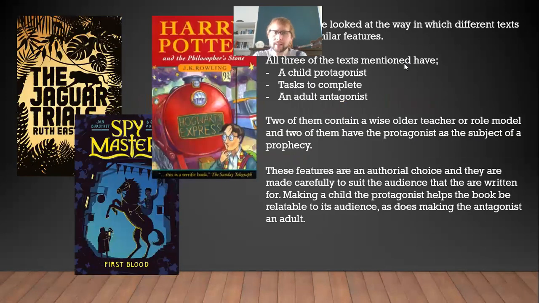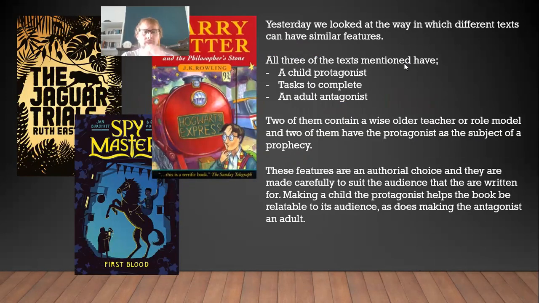So yesterday in the tutorial, we looked at those three books on the screen, Jaguar Trials, Spy Master, and Harry Potter. And we found what features they had in common. The main three were that they had a child protagonist. Each child protagonist had various tasks and challenges to overcome and complete. And then they had an adult antagonist. Two of them also contained a wise older teacher or role model, and two of them had a protagonist that was the subject of a prophecy. So these features, they're all authorial choices.